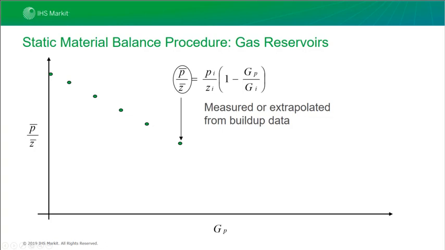The gas material balance is a P over Z versus Q production plot. So what we do is we measure the average reservoir pressure at different points in time through the life of the well and plot the P over Z versus Q production. If the pressures are truly representative of the stabilized reservoir condition, then the extrapolation of the line of best fit through the data gives the original gas in place.